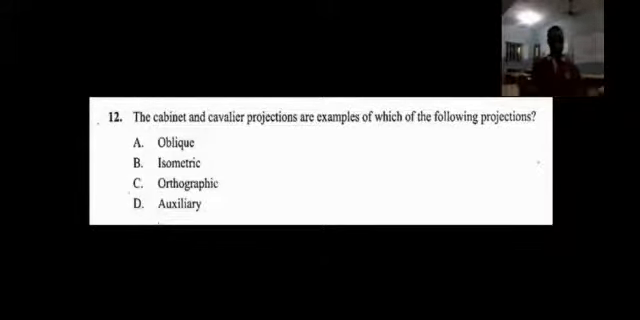Question number 12. The cabinet and cavalier projections are examples of which of the following projections? The answer is A, which is oblique. Oblique has two parts, and that is under cavalier and oblique and the cabinet drawing.